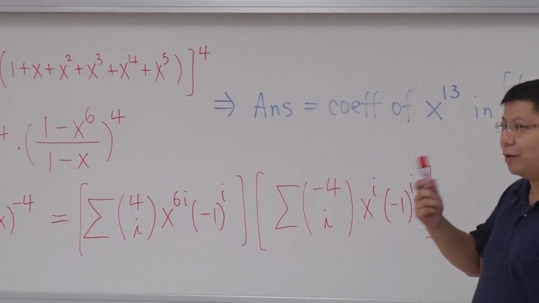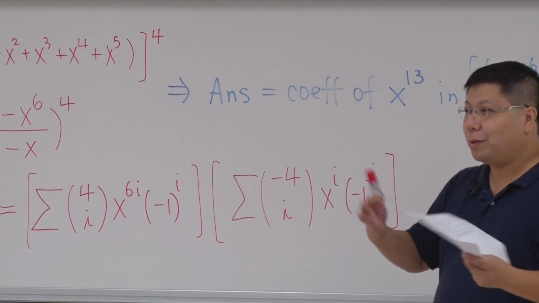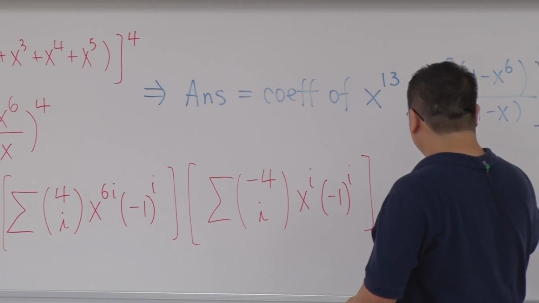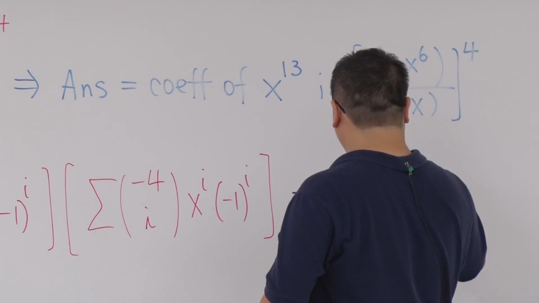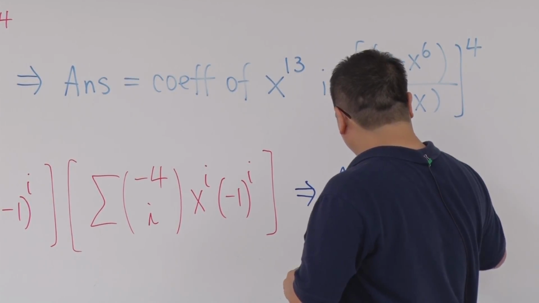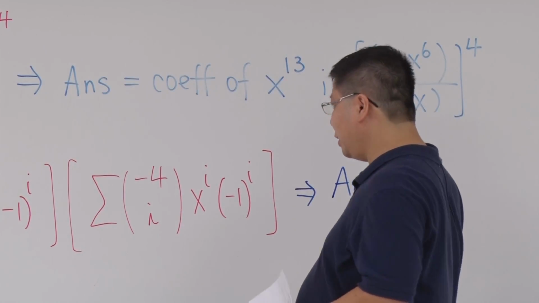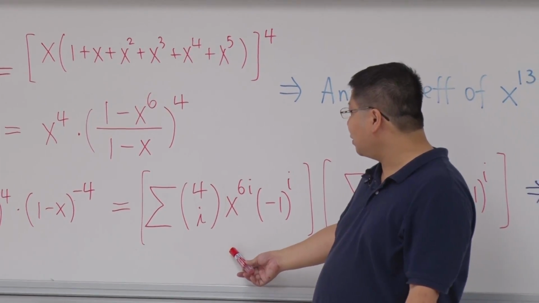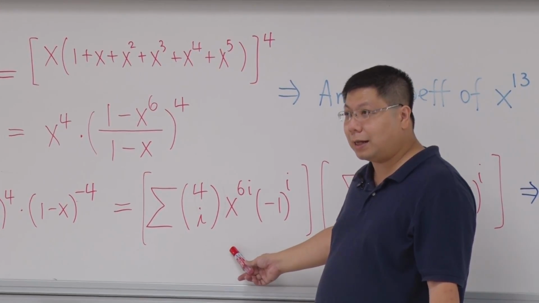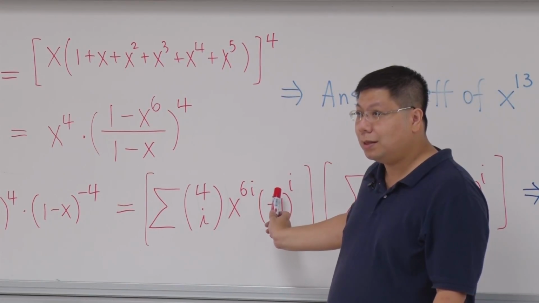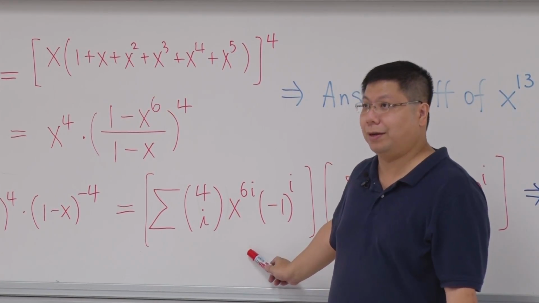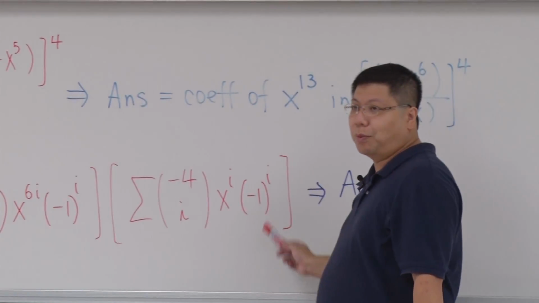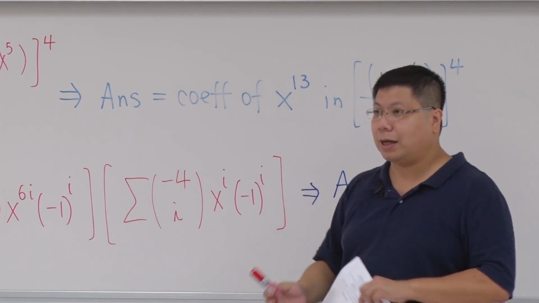And then, from this whole bunch of things, we want to get the coefficient of x to the power 13. So how can we get 13? What kind of x can we get? We can get x to the power 0 here by choosing I to be 0. We can get x to the power 6 here by choosing I equal to 1, and we can get x to the power 12 here. So when we get x to the power 0 here, then this part must provide x to the power 13, so that they multiply together to give x to the power 13.